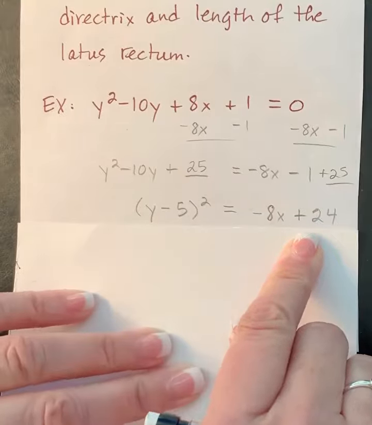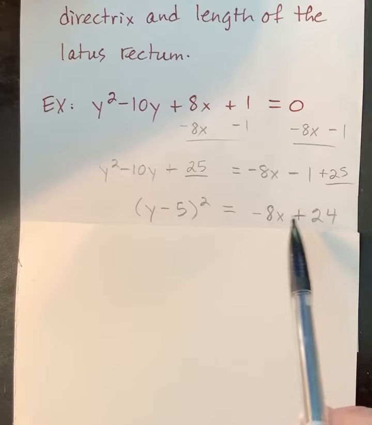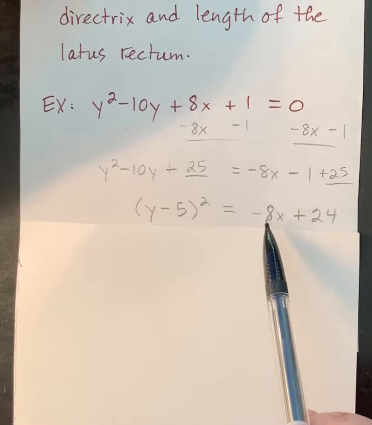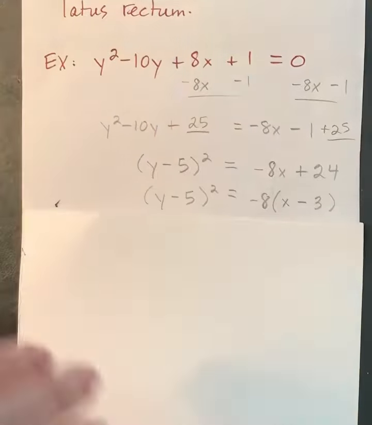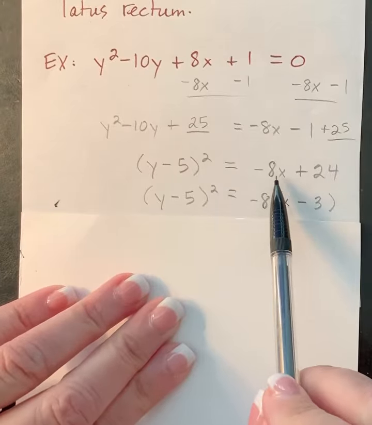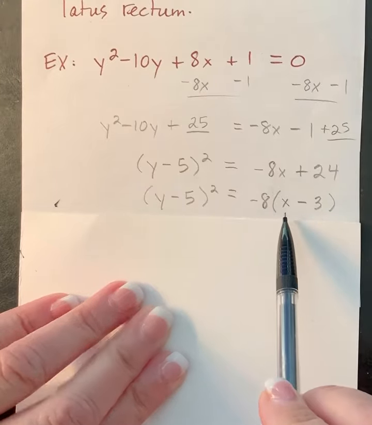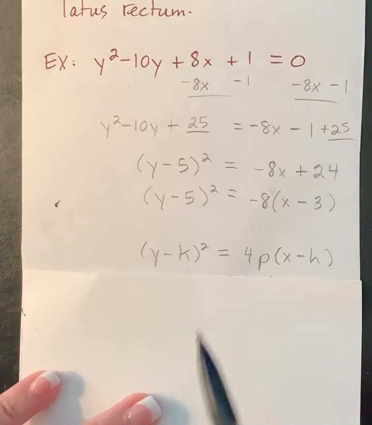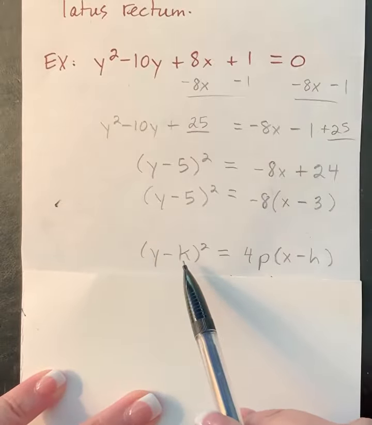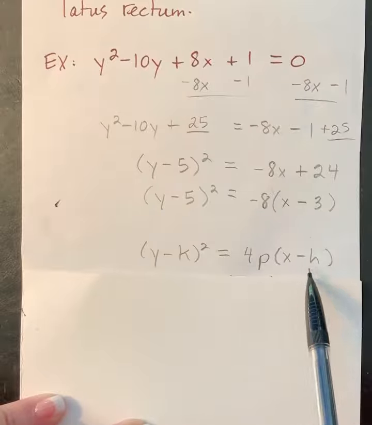Now, we're trying to put it into our form with the y minus k squared. So we need this to have x minus h, not negative 8. So we're going to factor out the negative 8 from those two terms here. So basically divide both of these by negative 8. So we'll have negative 8 times the quantity x minus 3. Now, that matches up to our general form, y minus k squared equals 4p times x minus h.